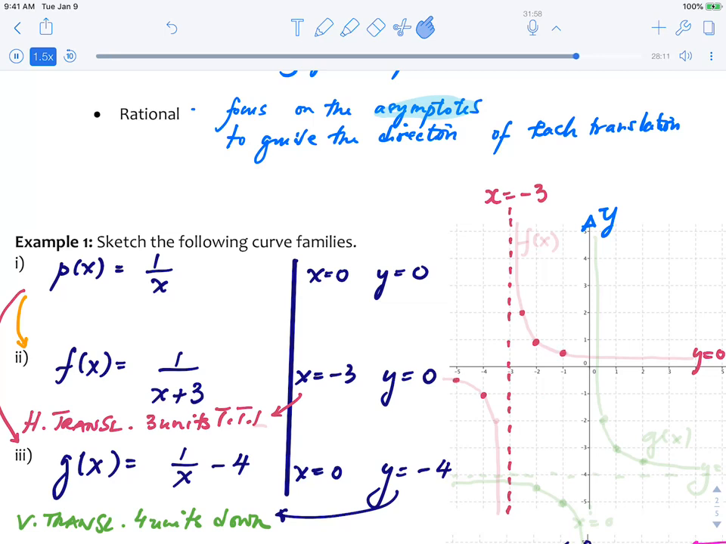Should it be horizontal translation to the left? Oh, it is to the left. Yeah, thank you. I put the r in there. Yeah, that's right. And you can erase it. Yeah, no, it's to the left.